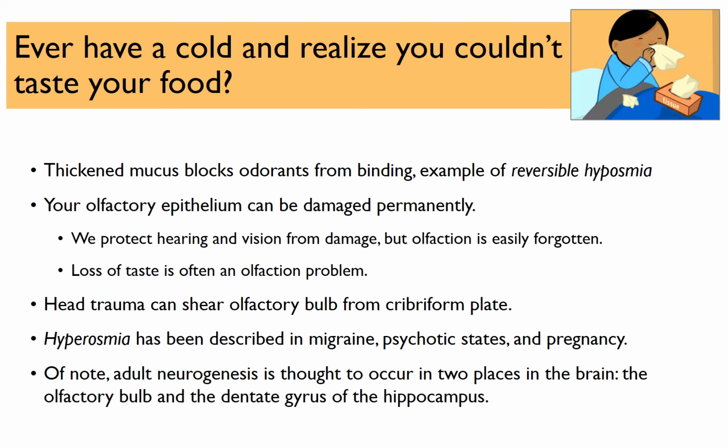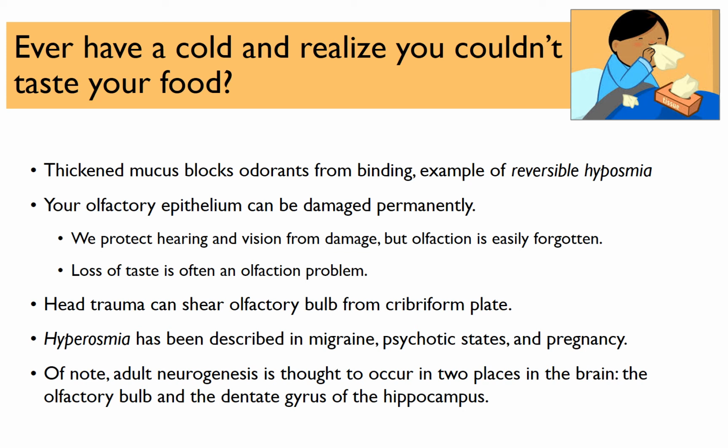Head trauma can damage the olfactory epithelium, particularly damage to the cribriform plate, which can physically shear off the olfactory bulb as well. In contrast, hyperosmia, or increased sense of smell, is a physiologic phenomenon commonly known to occur in relation to migraine, psychotic states, and even during pregnancy.